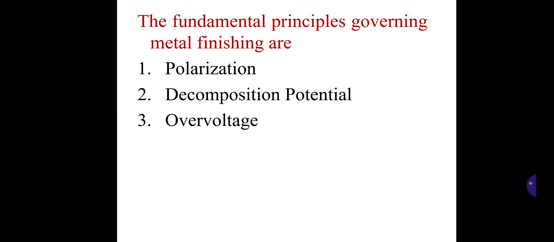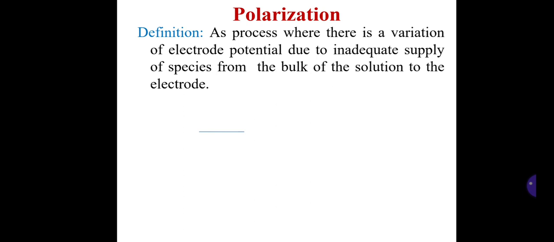Since the process of electroplating essentially involves electrolysis, the three important factors governing the process of metal finishing are namely polarization, decomposition potential and overvoltage. We'll see the first one, which is called polarization, and it is defined as the process where there is a variation of electrode potential due to inadequate supply of ions from the bulk of the solution to the electrode.